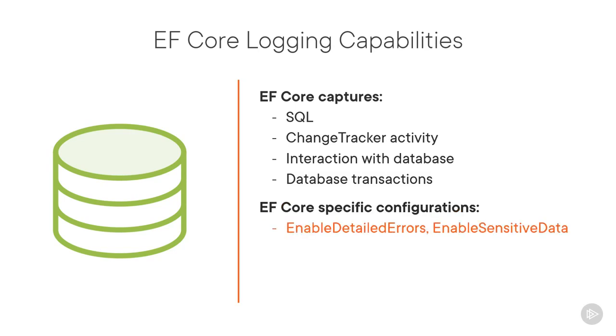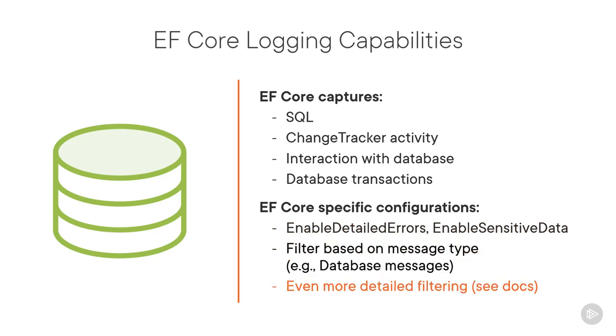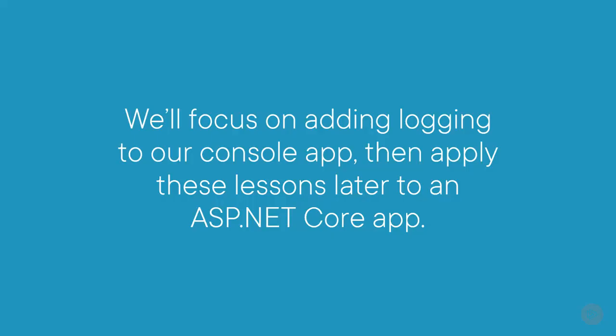It also allows you to configure how much detail is sent to the log, and it also gives you a lot of filtering capabilities. Since we're working with a console app, the best place to add this is directly in the PubContext class. Later in the course, we'll build an ASP.NET Core app that uses EF Core, and you'll see that the logging is already built into ASP.NET Core. But much of what you'll learn here will apply at that point as well.